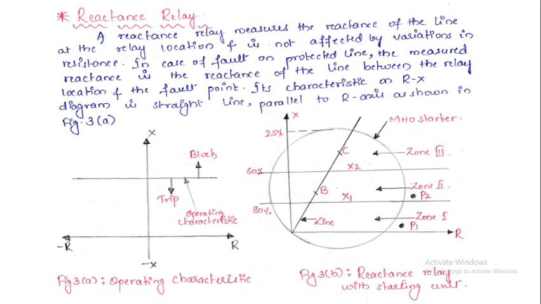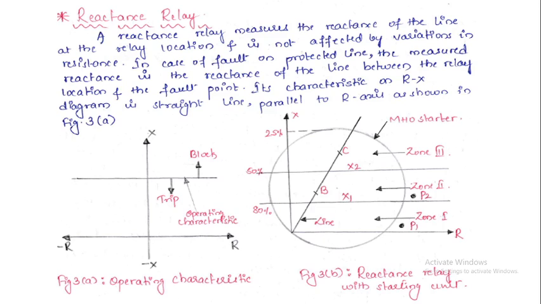A reactance relay measures the reactance of the line at the relay location and it is not affected by variations in the resistance. Whatever may be the variation of the resistance of the line, it is least bothered. It is going to measure only the reactance, the X part. In case of a fault on a protected line, the measured reactance is the reactance of the line between the relay location and the fault point. Its characteristic on an RX diagram is a straight line parallel to the R axis as shown in the figure.